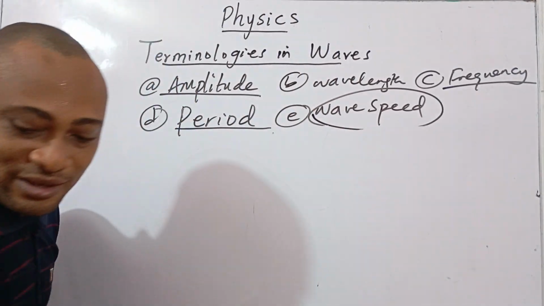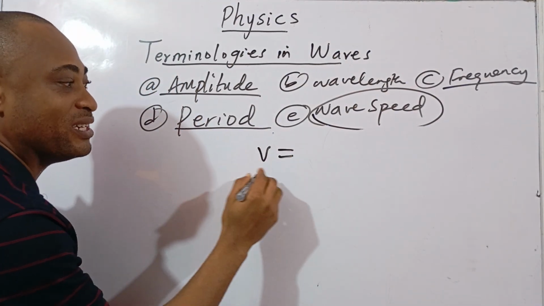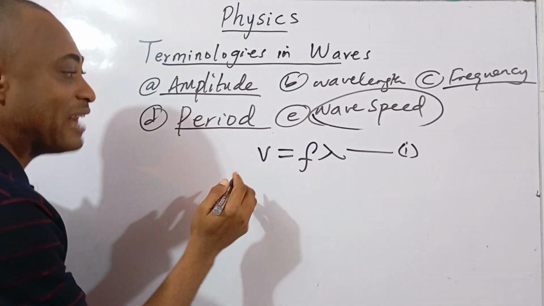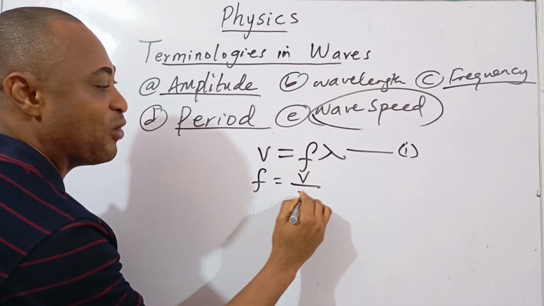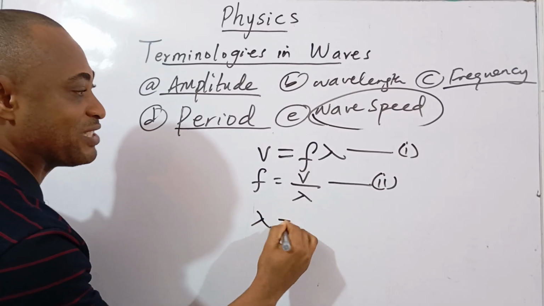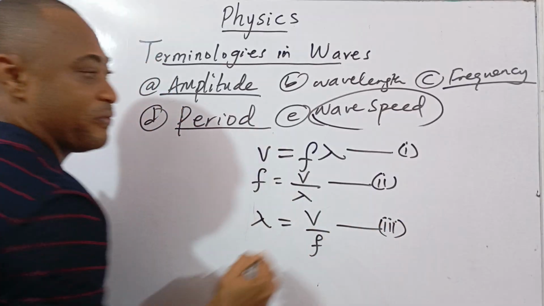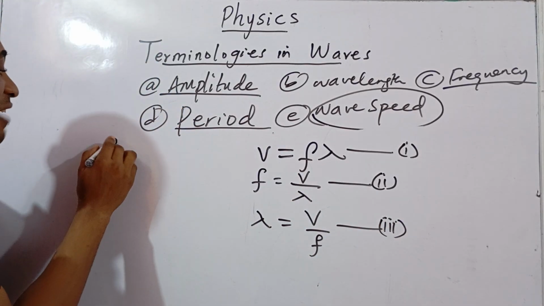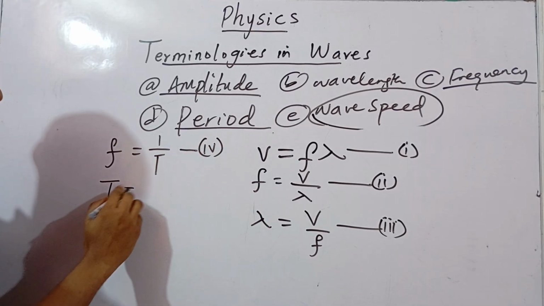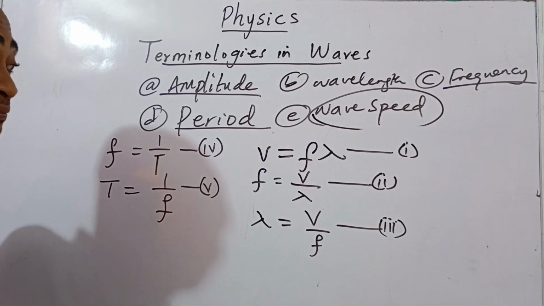Now, look at these formulas so that you just go ahead and keep solving. Take note, my wave speed is a product of frequency and wavelength. Equation 1. That means, of course, my frequency will be wave speed over lambda. I can also make lambda the subject of the formula. That will be what? Wave speed over frequency. Let's call that equation 3. Are we together? Now remember that frequency is the inverse of period. Let's call that equation 4. Also, period will be the inverse of what? Frequency. Let's call that equation 5. I trust you got that.